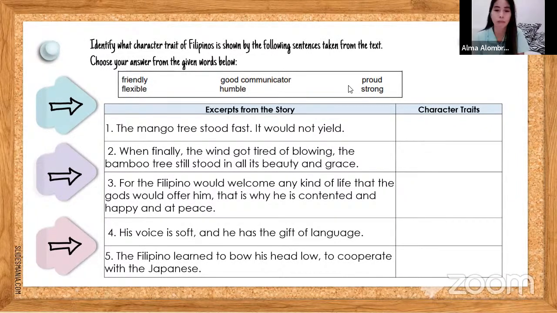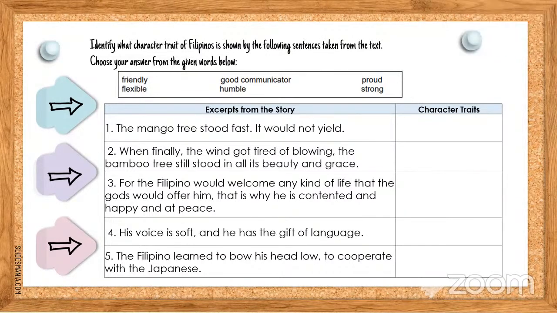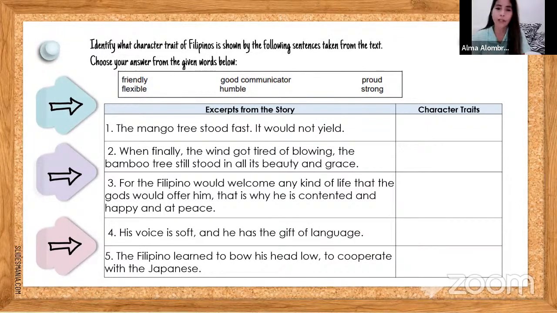What's the answer? Andre, what question are you answering? Okay, this is the prior question. Okay, what's the answer? You would not yield even if you're hurting. You stood fast. This is the mango tree we're talking about. Strong. Yes, you can be strong.